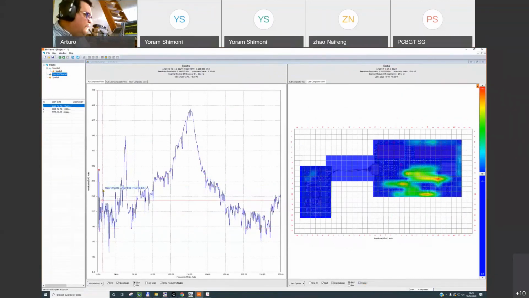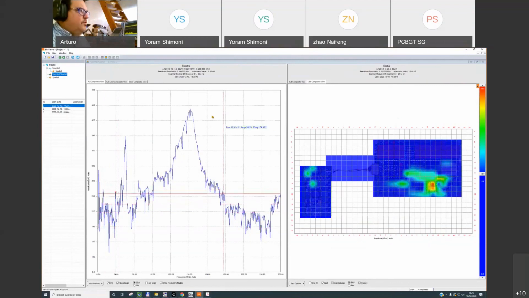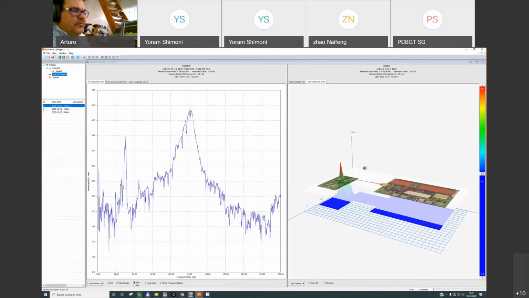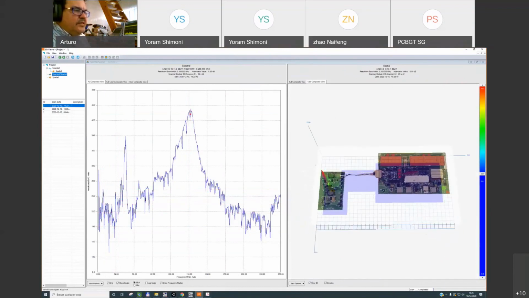If you are interested in the third harmonic, for example, this is the third harmonic. No, this is not the third harmonic. This is the third harmonic here. You can see that it is in this area. But if you are interested in the 126 megahertz, you can identify that it is in this area, and we can see the picture in 3D, to identify where exactly.